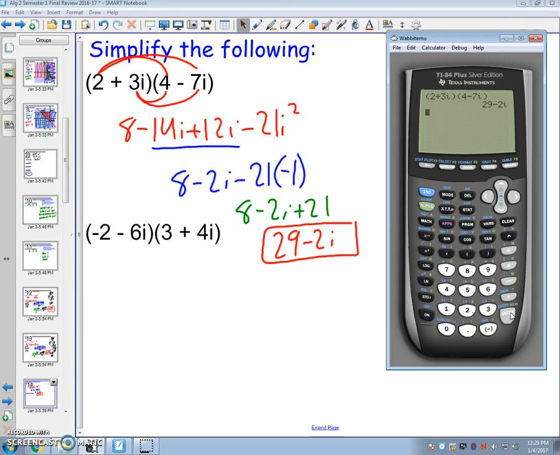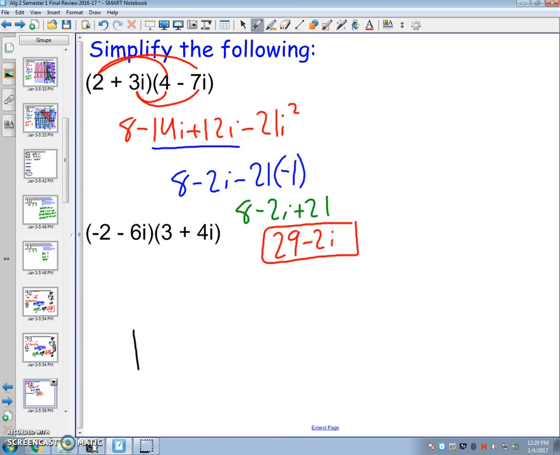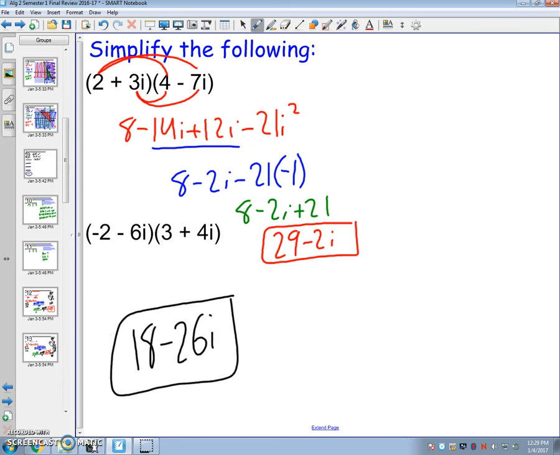You can only use calculator if there's i. If there's x, you cannot do that. Other one, same thing. Negative 2 minus 6i times 3 plus 4i. It says the answer is 18 minus 26i. So you should not get that wrong on the test. Just use a calculator. You get full credit.